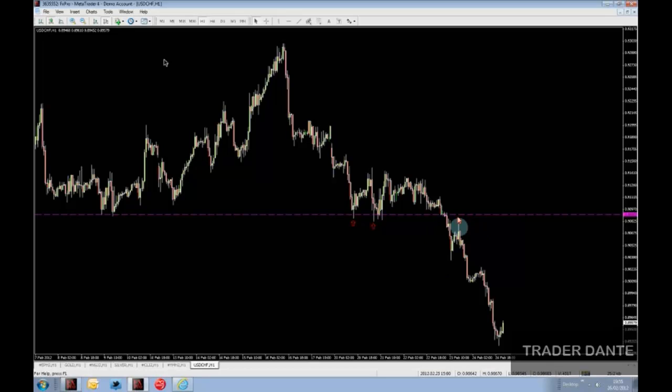Because it's such an obvious area for stop placement. Stop placement moves the market. It's one of the most key things to learn. Where does everyone put their stops? And you don't want to be with them. You want to be taking advantage of them.